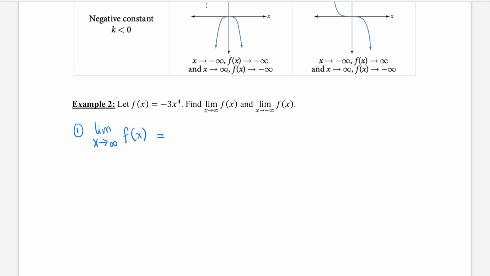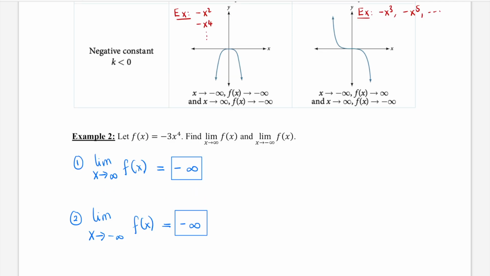So the limit of f of x as x approaches infinity is negative infinity. And the limit as x approaches negative infinity of f of x is also negative infinity. So the graph of f of x equals negative 3 times x to the fourth will look similar to this graph, with both ends going downward. It looks like an upside down U shape.